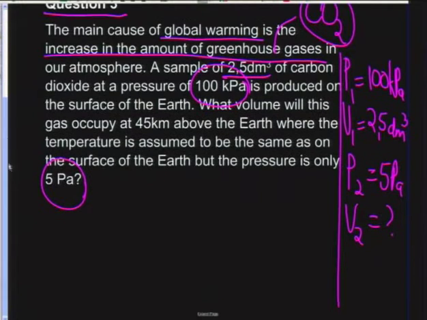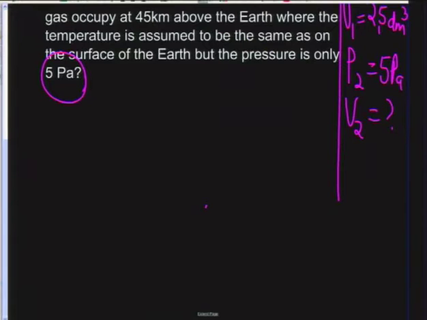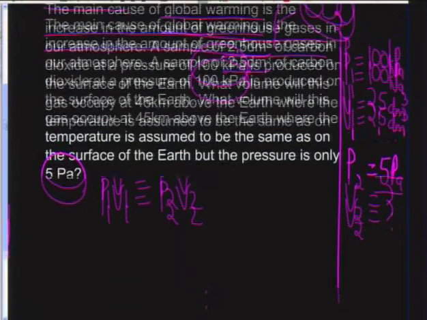Work together with me. We may not have all the time to finish off this problem, so you can finish it on your own, but let's have a look at it. You can use Boyle's Law, obviously. So P1 V1 equals P2 V2. But remember, you have got pascals and kilopascals.